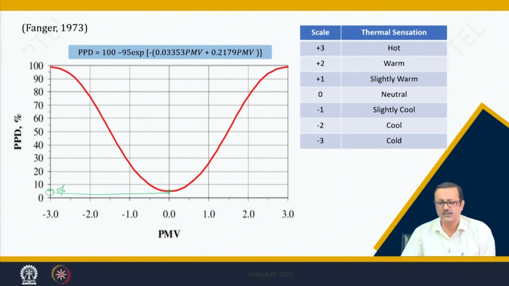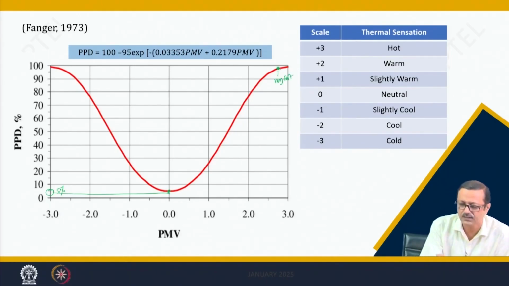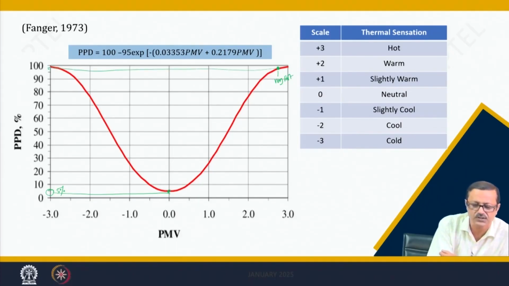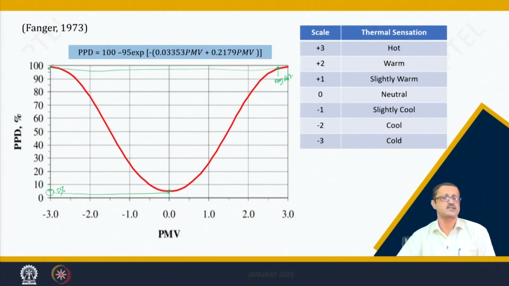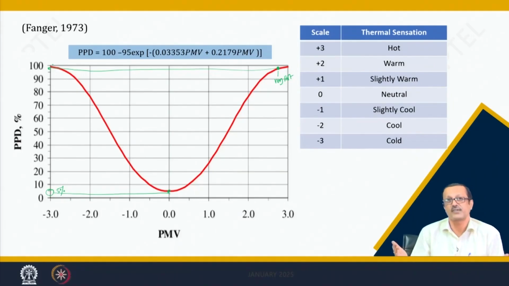Similarly, if you take a very high value, maybe 2.9 or something here, which is very hot, then the PPD value is almost 95%. That means 95% will be dissatisfied, whereas 5% may still be satisfied. So, it is not always going to be 100%. At neutral also, 5% are dissatisfied, and close to 3, maybe 5% are satisfied. So, something like that, it will move.